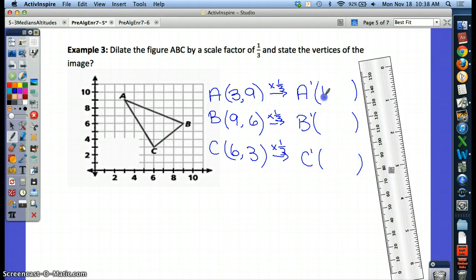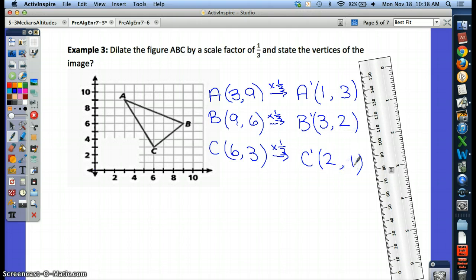3 times 1/3 is 1. 9 times 1/3 is 3. All you do is multiply the x, get your new x, multiply the y, get the new y. Try B and C, and then we'll see if you got them right. So B prime would have a value of 3, 2, and C prime would have a value of 2, 1.